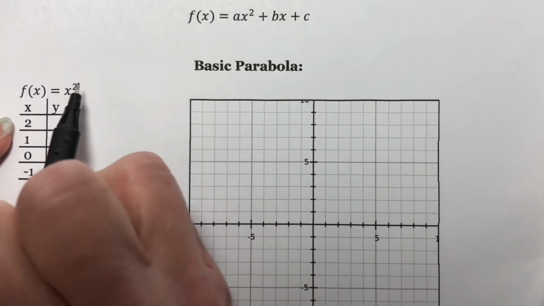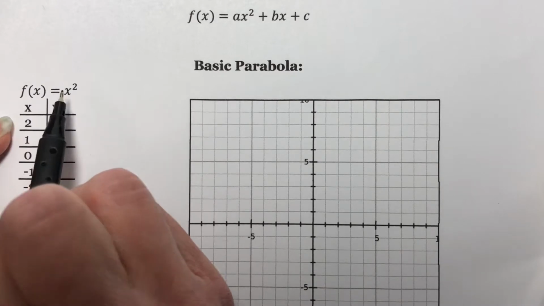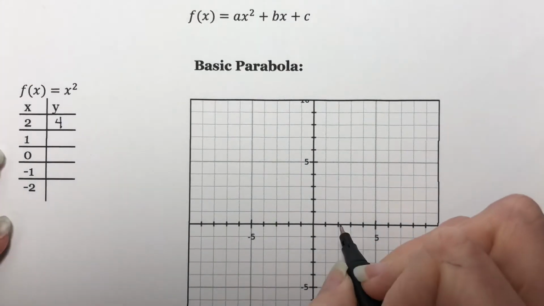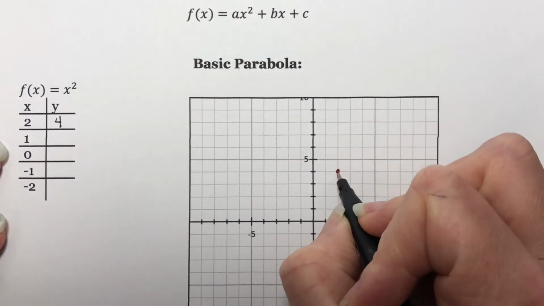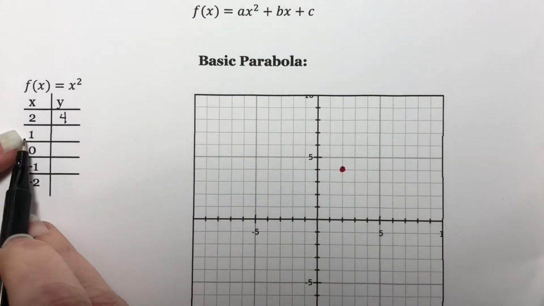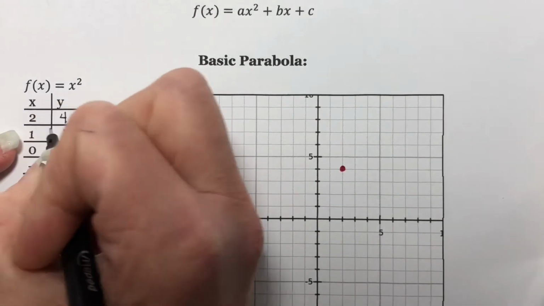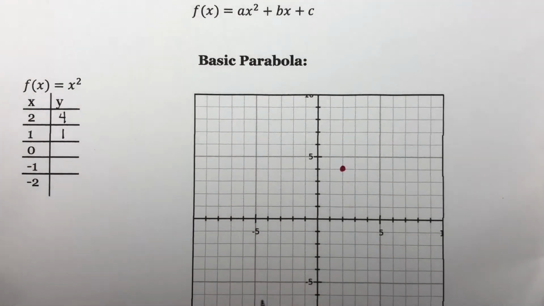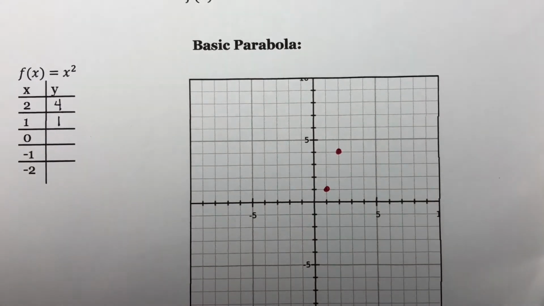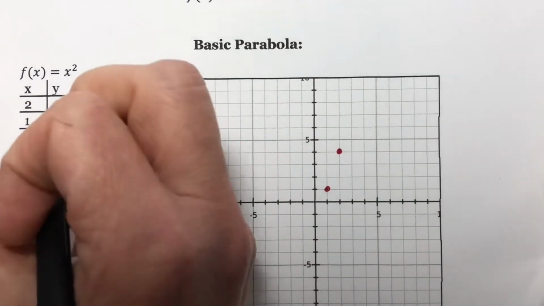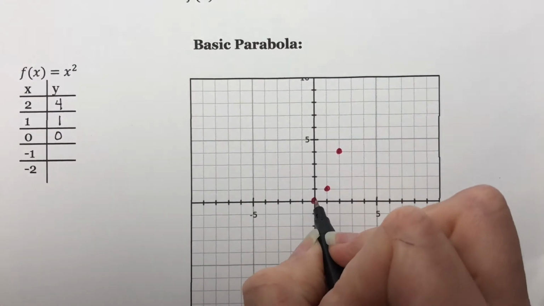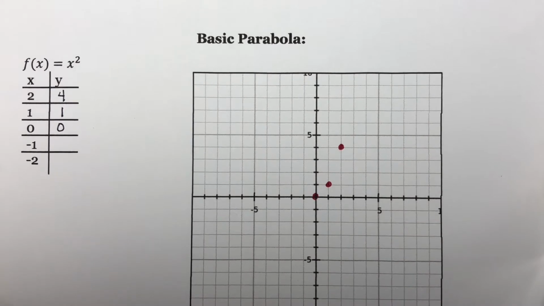If I take 2 and plug it in here, 2 squared is 4, so I would have the point 2, 4. If I square 1, 1 squared is 1, so I have the point 1, 1. If I plug in 0, 0 squared is 0, so I have the point 0, 0, which is right here.